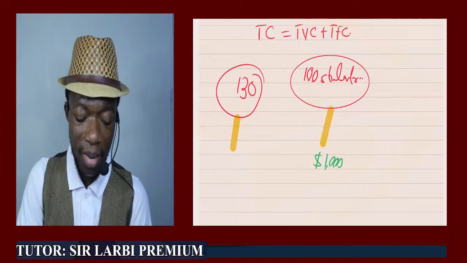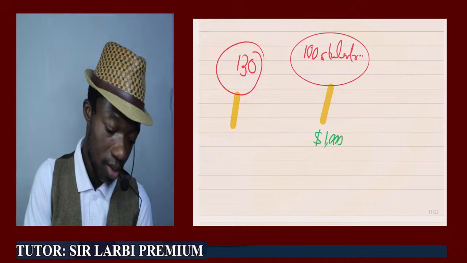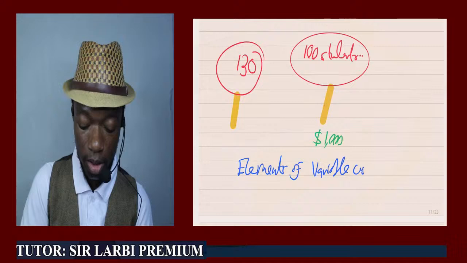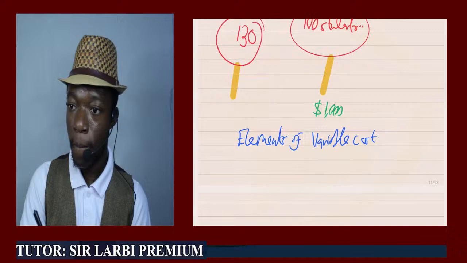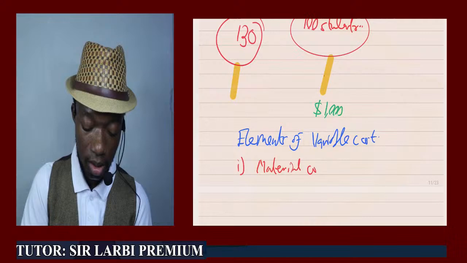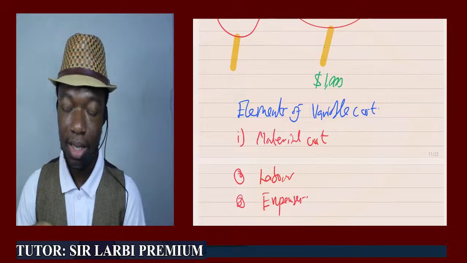And what are the elements of total variable cost? These are the elements of variable cost. We have direct material, or straight up material cost. Then we have labor cost. We have expenses in that. So these are the elements of variable cost: material, labor, and expenses.